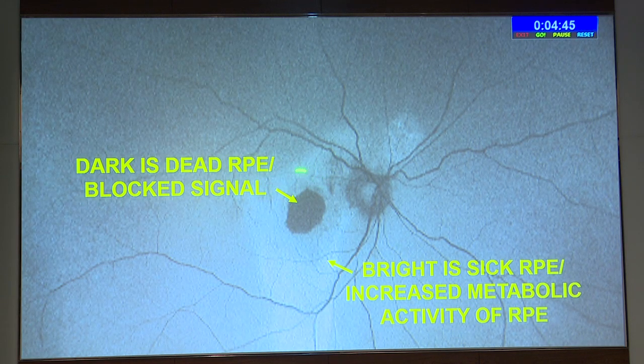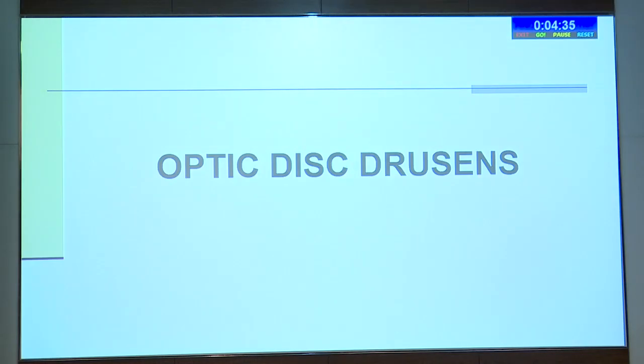So this is the most important slide. Dark is dead, that is dead RPE, and bright is sick, that is due to increased metabolic activity of the RPE. So let's come to some case examples.